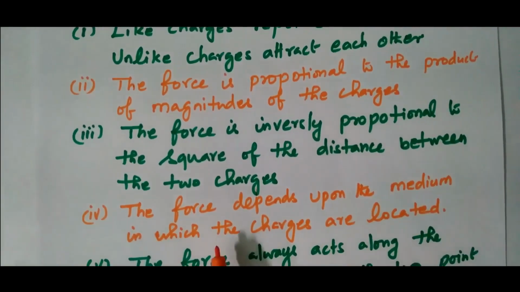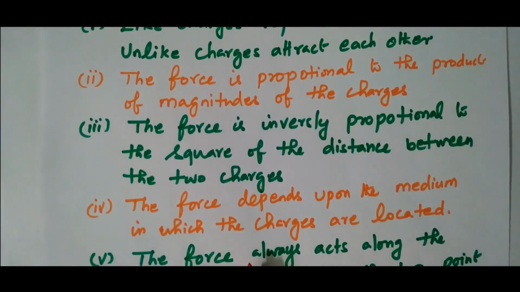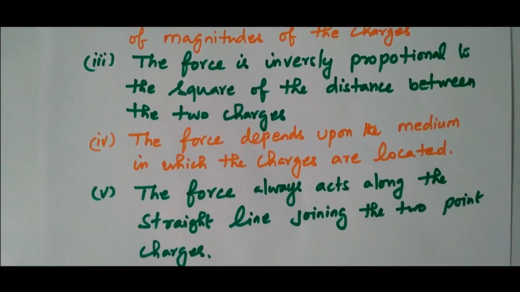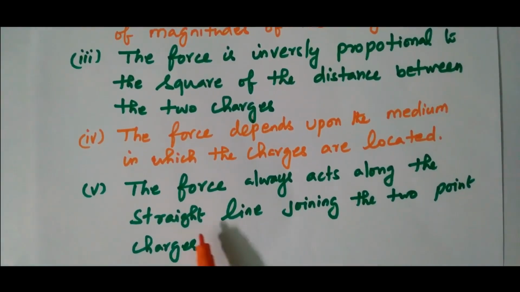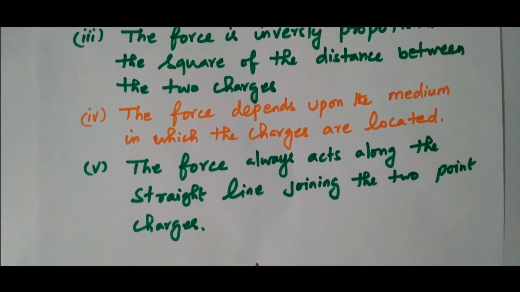The force depends upon the medium in which the charges are located. Where the charge is located, depending upon the medium, it will act. And the last one is the force always acts along the straight line joining the two point charges. So these 5 characteristics are given by Coulomb. Based on that we can go for the derivation.